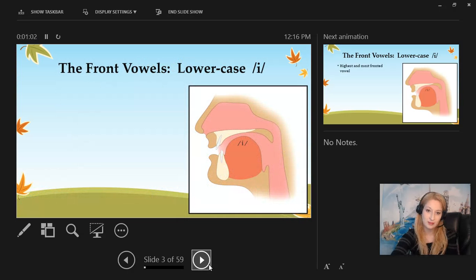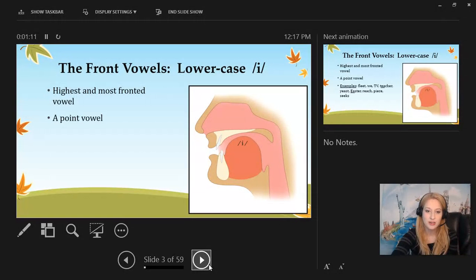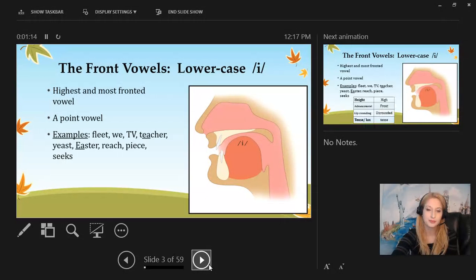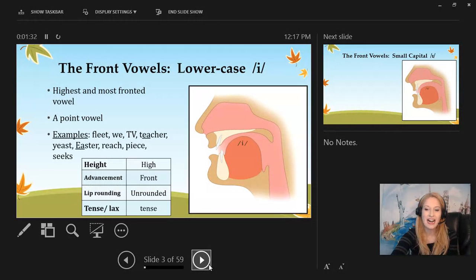So first we're going to look at the front vowels. First is the lowercase i. It's the highest and most fronted of the vowels, and because of this, it's considered a point vowel. Some examples are fleet, the E sound, we, TV, teacher, yeast, Easter, reach, peace, and seeks. The tongue is high, front, the lips are unrounded, and it is tense. So you can see when I say the E, my lips are unrounded.